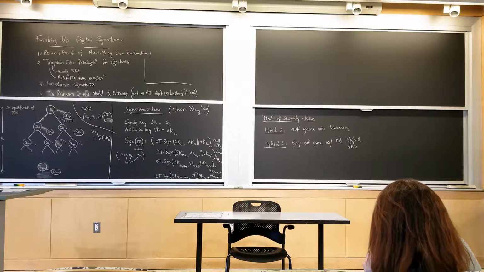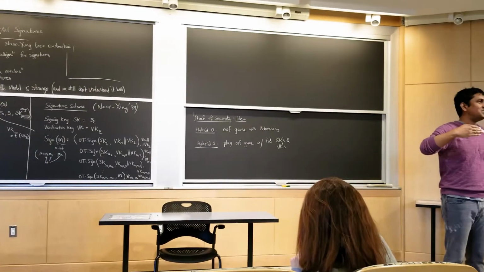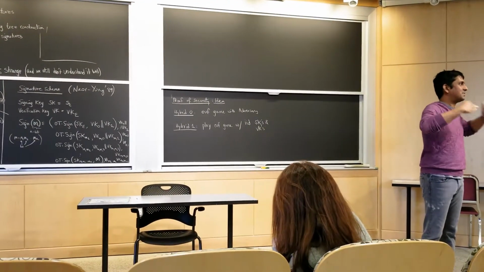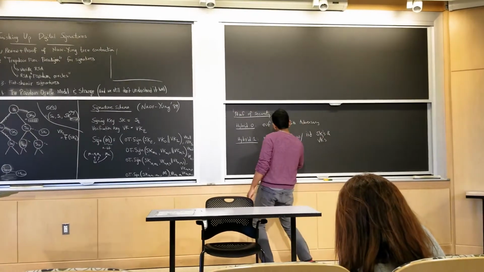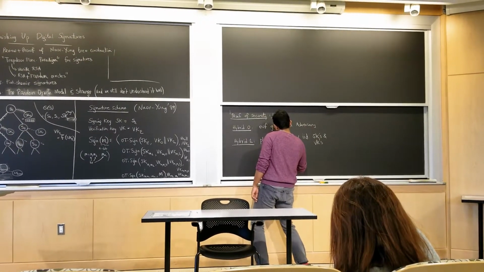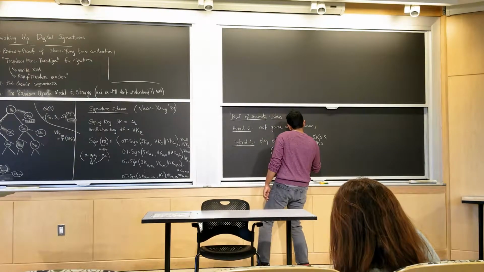And the way you argue it is similar to the proof of the GGM construction of random functions. It's a recursive, level by level proof. So this is similar to GGM.